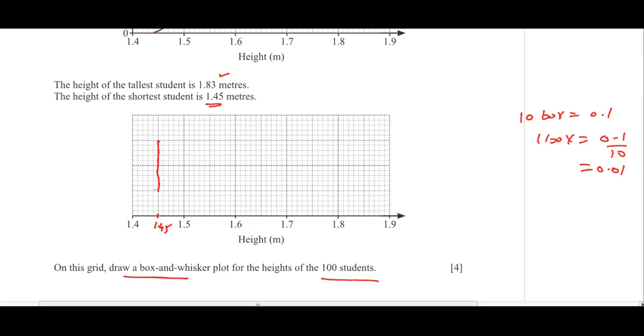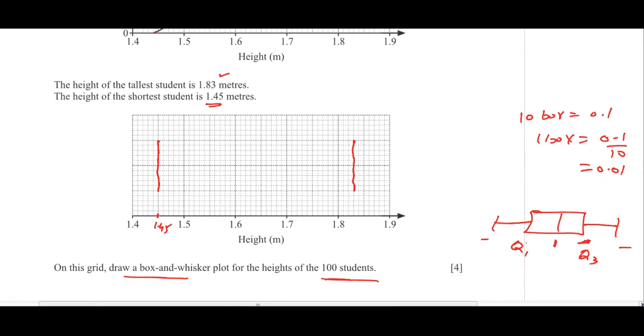For the highest value, 1.83, where will 1.83 be? It will be 1.81, 1.82, 1.83. So this will be 1.83. Okay. Now, what do you need next? When we make the whisker box plot, we have it in this form. This is the lowest value, the highest value. Then we have the median. We need the median, we need Q3, we need Q1 also. For the 100 students, the total number of students is 100.